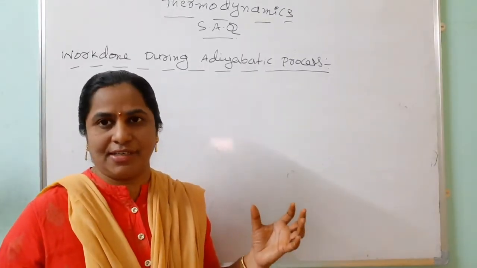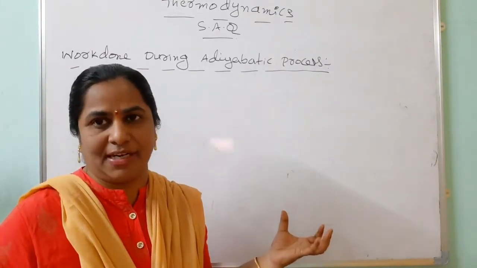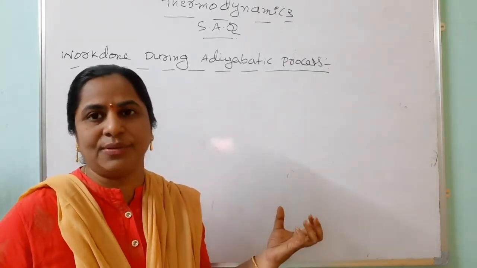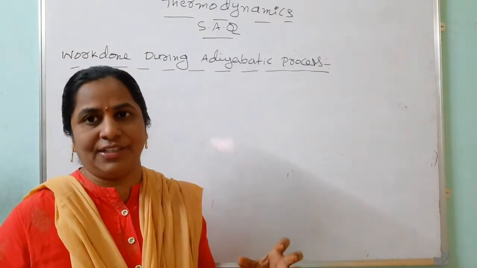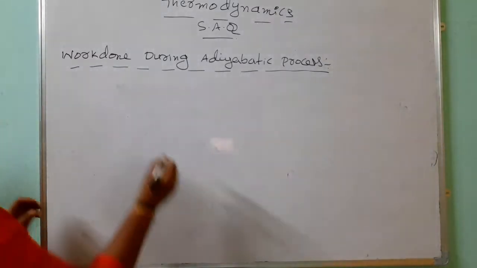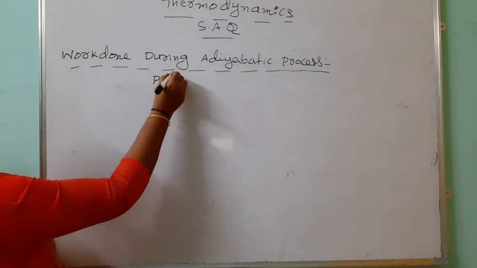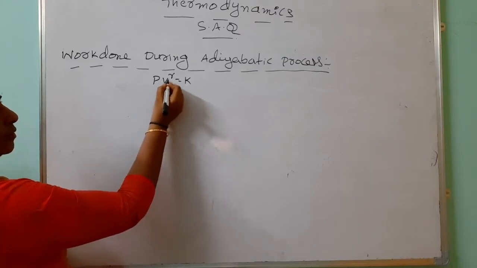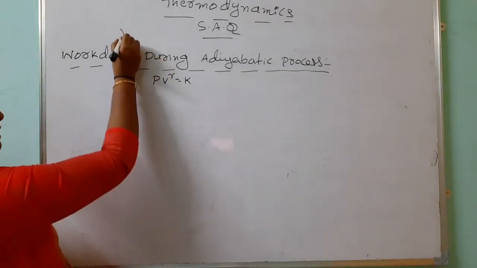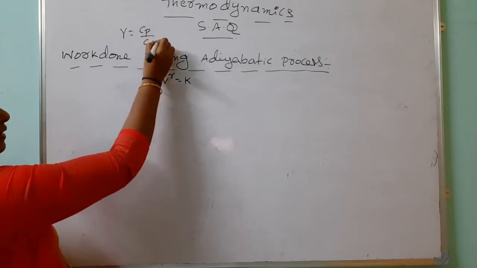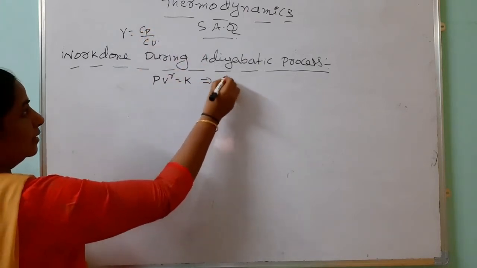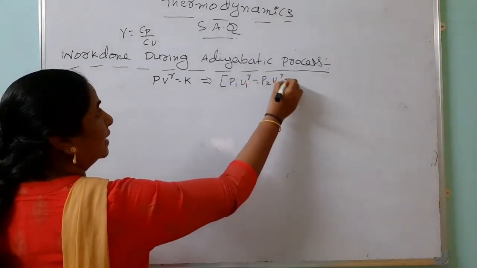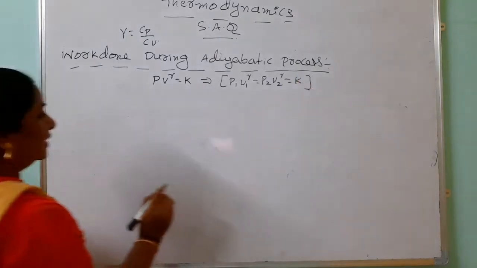The fifth short answer question: we can discuss the work done in an adiabatic process. So what is the adiabatic process? The system is going from one state to another state at constant heat energy. Here all gases obey PV power gamma equals constant. Here P is pressure, V is volume, and gamma is the ratio of specific heats, gamma equals Cp by Cv. Then we can write P1 V1 power gamma equals P2 V2 power gamma equals constant. This also we can write.